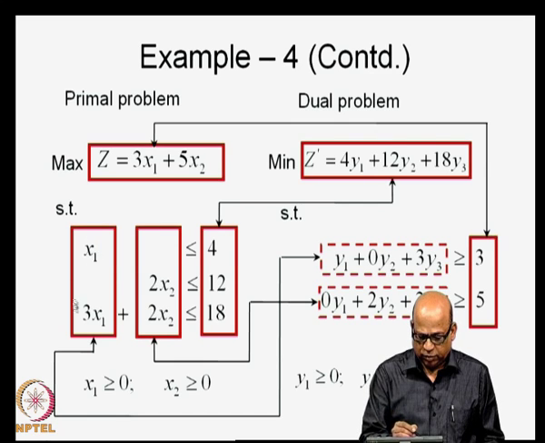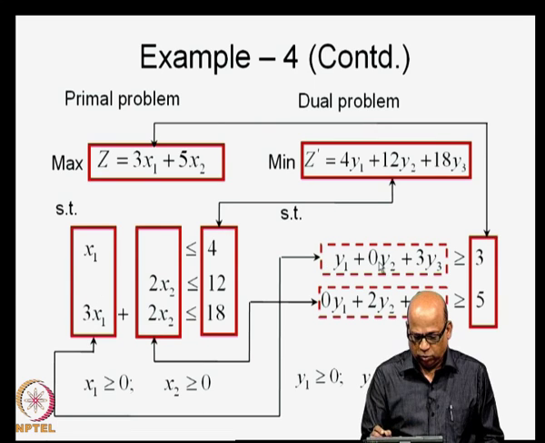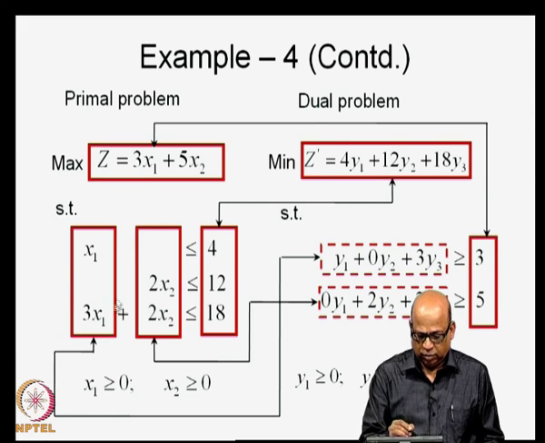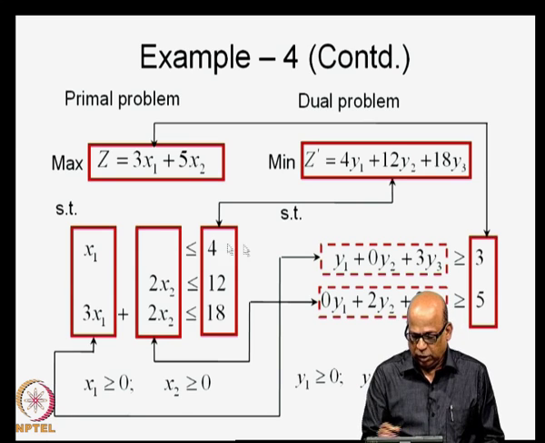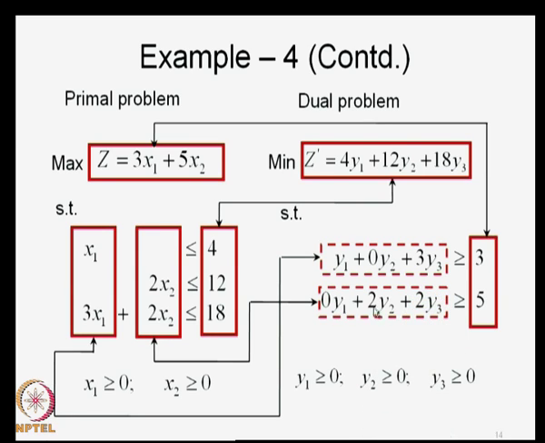Subject to, we write the constraints corresponding to the variable x 1. So, 1 into y 1 plus 0 into y 2 plus 3 into y 3 greater than or equal to this 3 here, because we are writing with respect to x 1. Then associated with x 2, 0 into y 1 plus 2 into y 2 plus 2 into y 3 is greater than or equal to 5, this 5 here, and y 1, y 2, y 3 are all greater than or equal to 0, because all these constraints are of less than or equal to type. If there was an equality type, let us say this was an equal to constraint, then y 3 would have become unrestricted. So, this is how you write the dual problem.